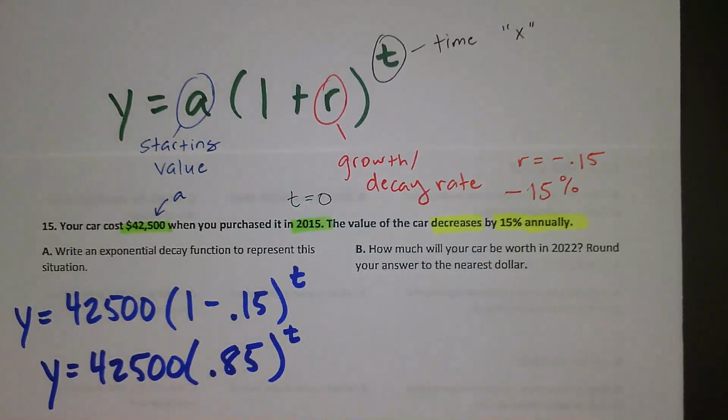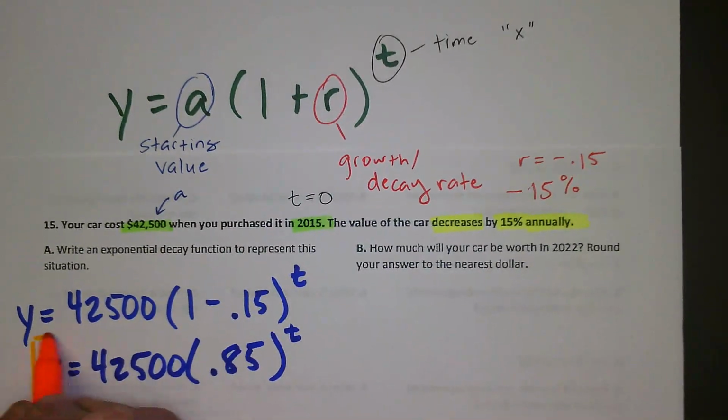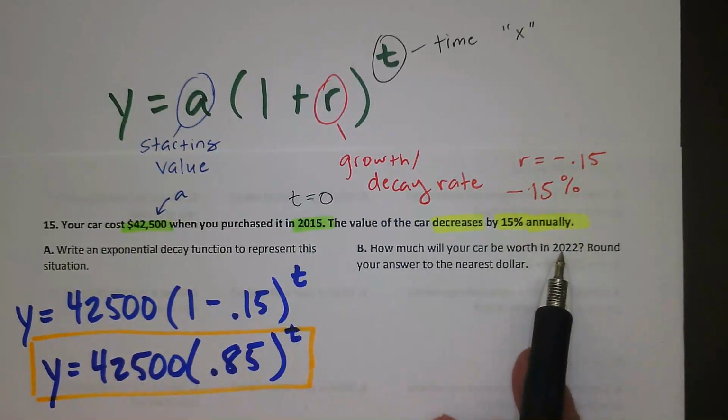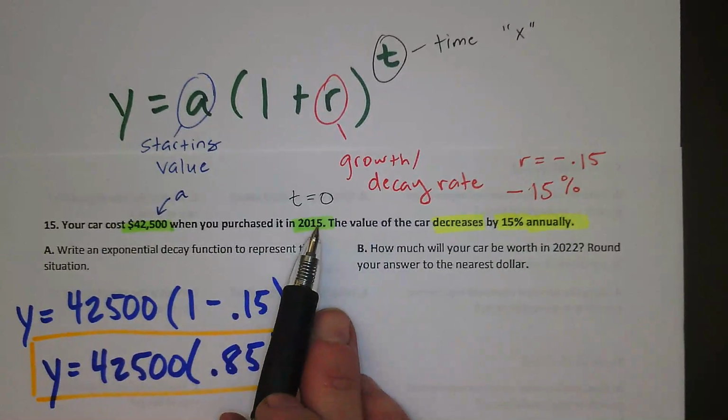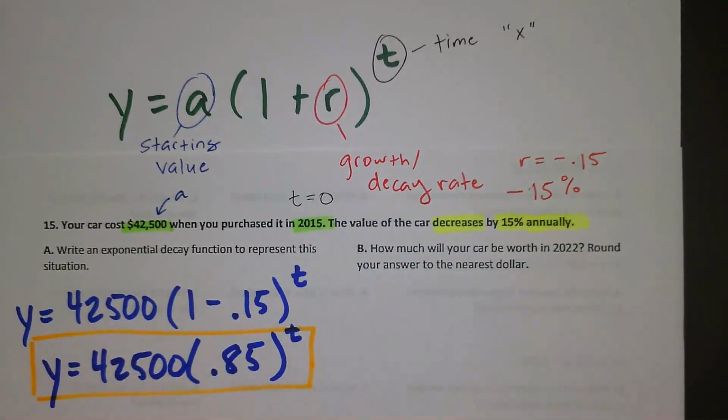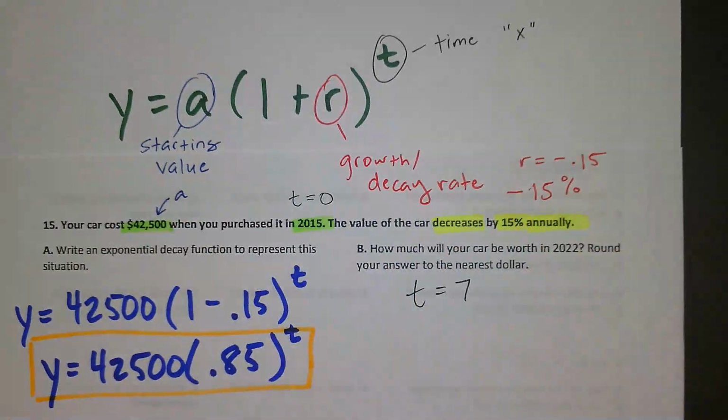This is the equation. I have decreased 15%, which is the same as taking 85% of something. If you're going down 15%, it's down from 100%. And that is definitely decay because this value is less than 1. So the next part is just how much will your car be worth in 2022? Well, remember, time started at 2015. 2022 is 7 years later. So our t value is 7.